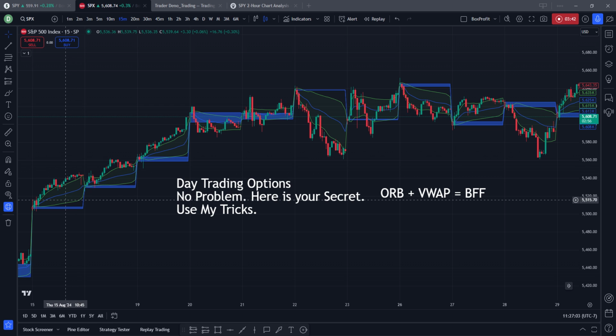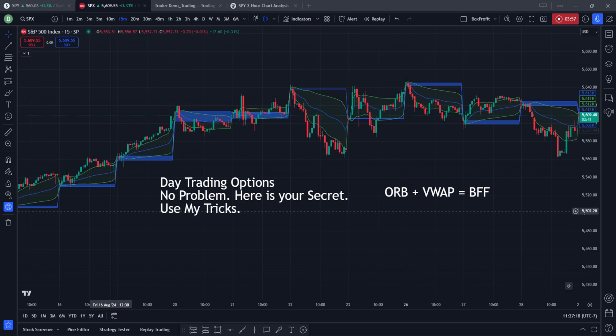In addition to that, I have sprinkled onto my chart these three lines, the two green ones and one blue line in the middle. Those are VWAPs, but just on a different scale. Okay, so this is how it works.